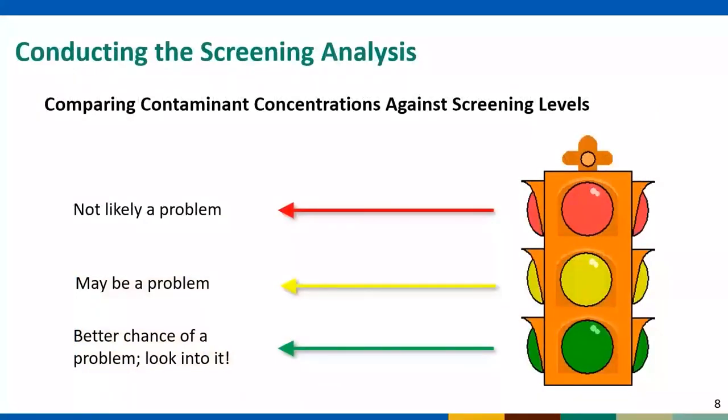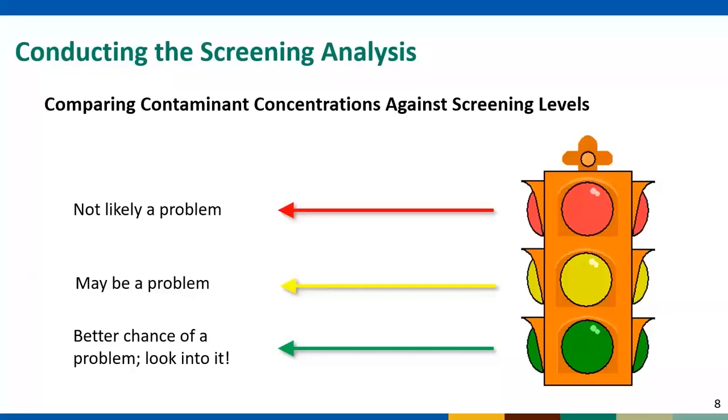This slide shows how I consider the screening analysis process. The question we're trying to answer is whether we should evaluate the contaminant. This process can be thought of like a stoplight. Red indicates not likely a problem, stop. For those contaminants that were below our screening levels, we stop the process. We don't need to evaluate those contaminants any further.